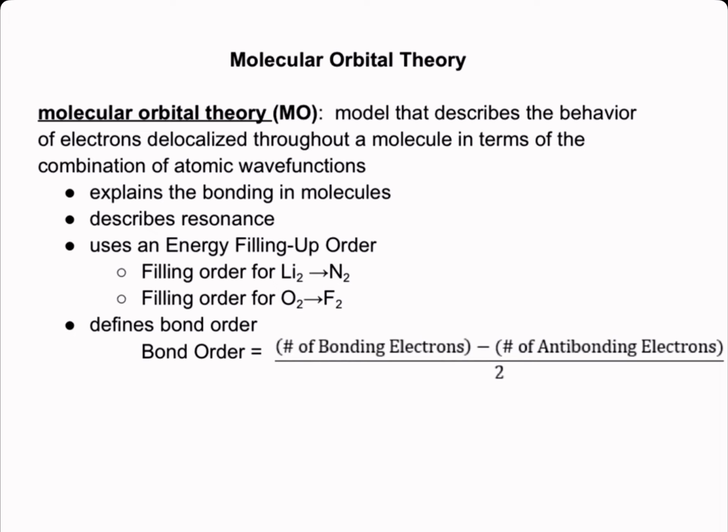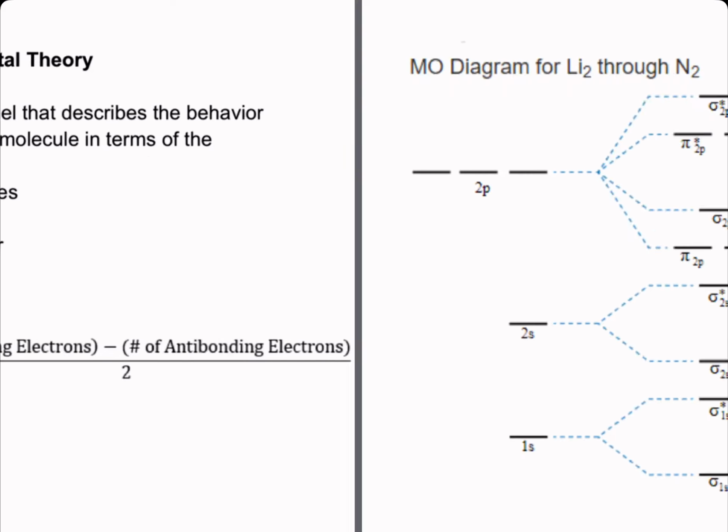The molecular orbital theory uses a specific energy filling up order. So there's a filling up order for atoms between lithium and nitrogen, and there's a filling up order for atoms between oxygen and fluorine. The molecular orbital theory also defines the bond order. Bond order equals the number of bonding electrons minus the number of antibonding electrons divided by 2.